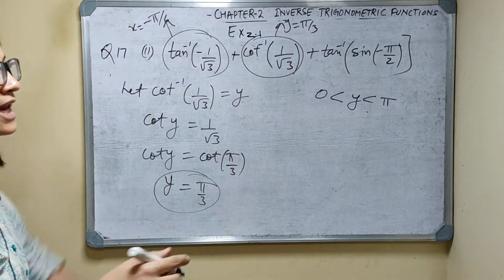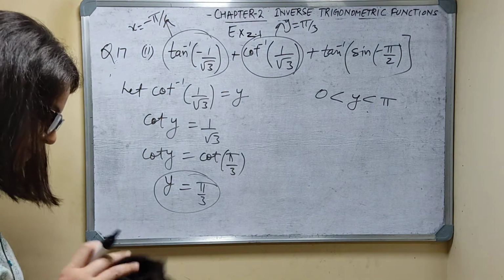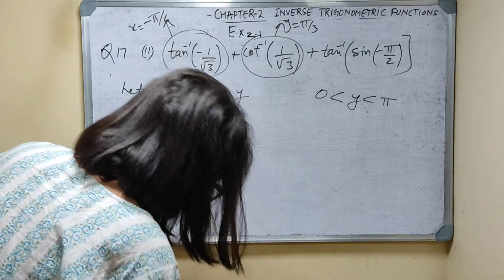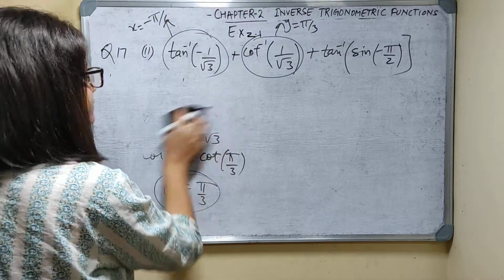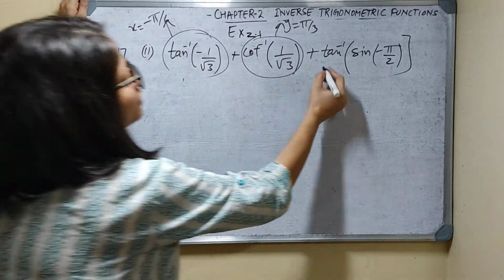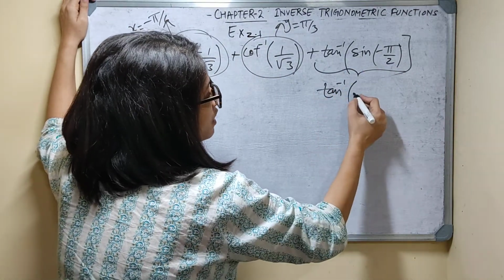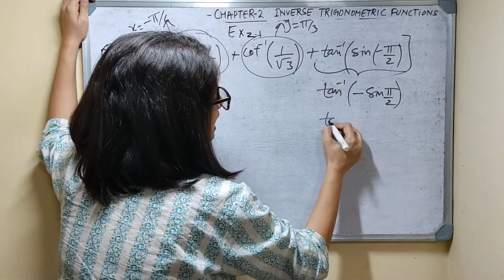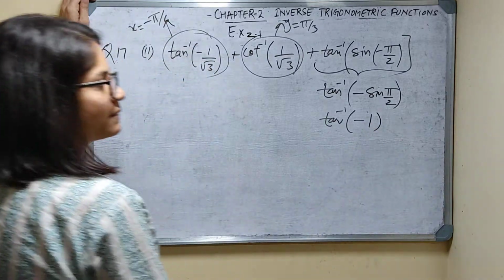Now you have to solve tan inverse of sine of minus pi by 2. I will solve this. Sine of minus theta is minus sine theta, so minus sine pi by 2. Sine 90 degrees is 1, so it is tan inverse of minus 1.